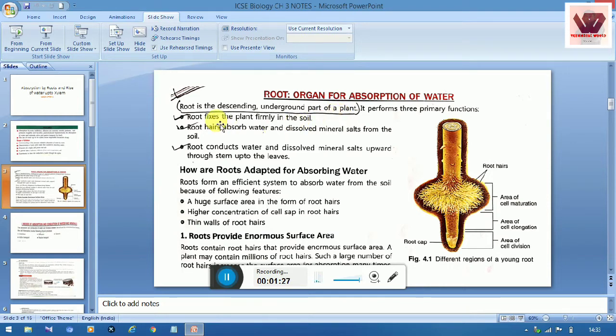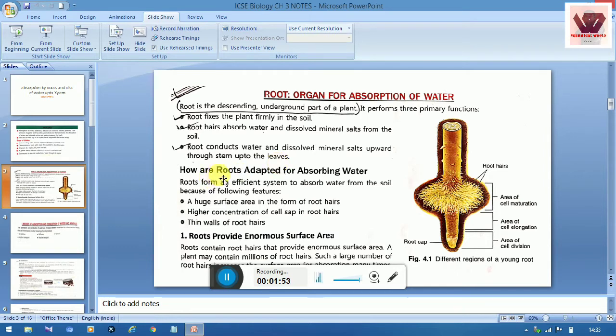Now we will see the three functions. Root fixes the plant firmly in the soil. Root hair absorbs water and dissolved mineral salts from the soil. Root conducts water and dissolved mineral salts upward through stem up to the leaves. Now upward to the stem means ये stem से water को transport करता है xylem तक, right?